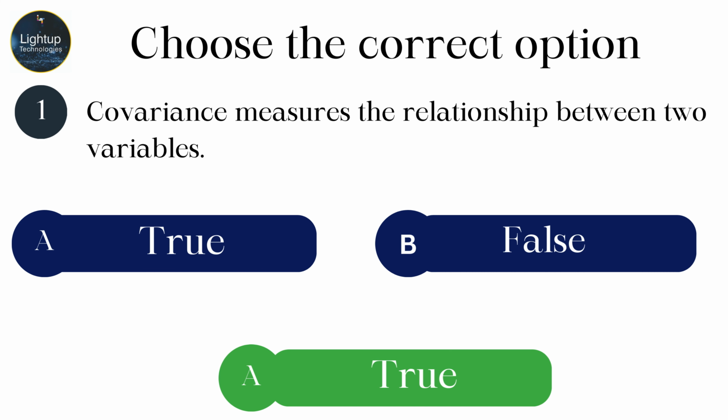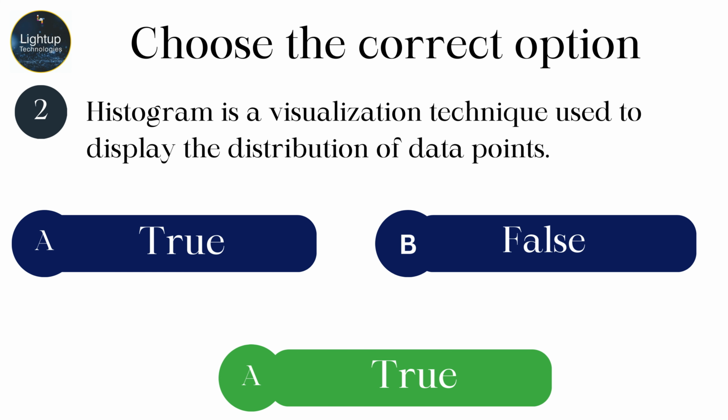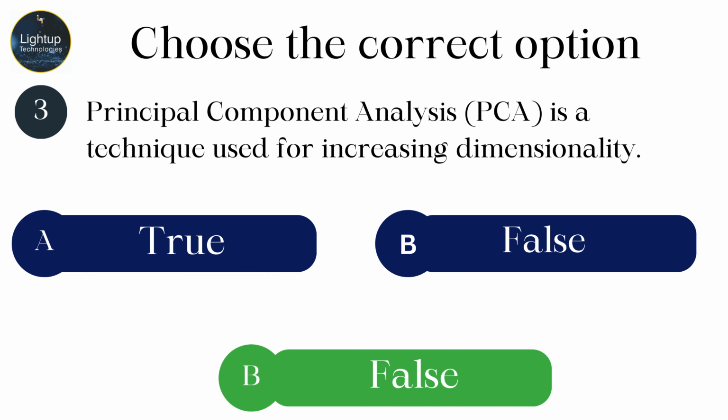The variance measures the relationship between two variables. Histogram is a visualization technique used to display the distribution of data points. Principal component analysis (PCA) is a technique used for increasing dimensionality.